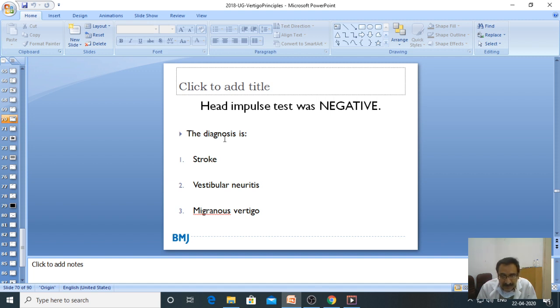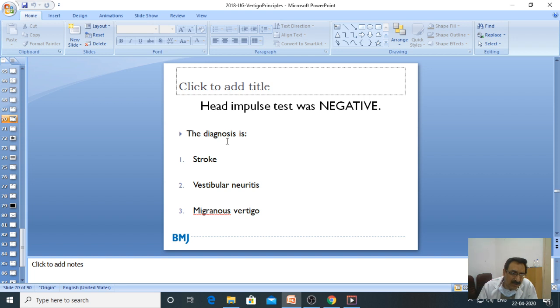So basically, as I said, if you have looked at central and peripheral, you look at symptoms, and on the symptoms there's a mild hint that this might be neurological, then you go to signs. And the signs we talked about was the HINTS for stroke. H is head impulse, N is nystagmus, TS is test for skew, and the head impulse test was negative. What does that mean? It means that the head impulse test indicated that the inner ear was okay. You get me? The inner ear was okay.